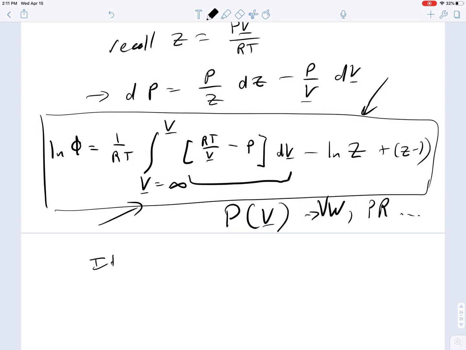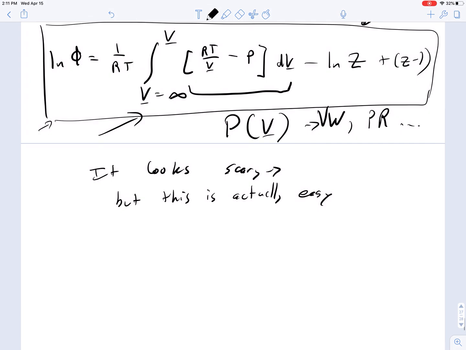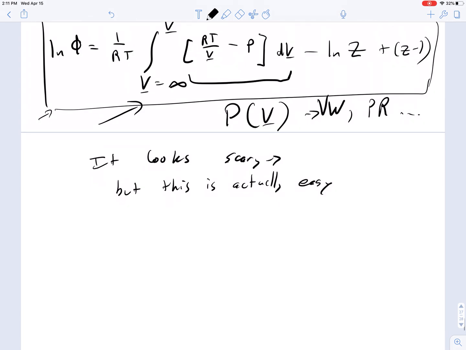So it looks scary. It does. But this is actually easier. You know, this is kind of like Beauty and the Beast or something, where the Beast looks really scary, but actually the Beast here, this fugacity coefficient, is a real nice function. Yes, the fugacity is a bit like the Beast.